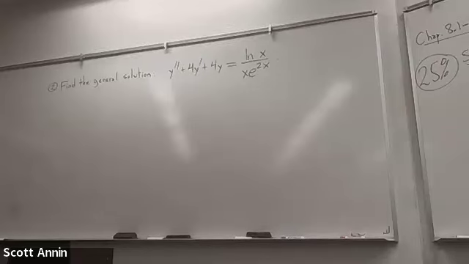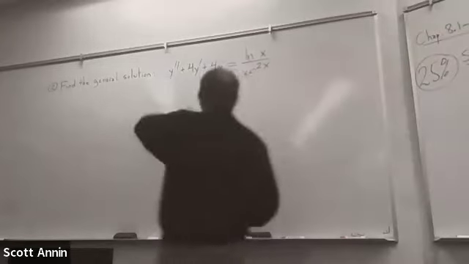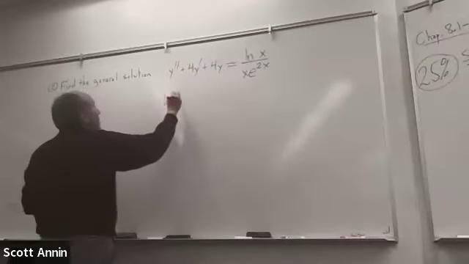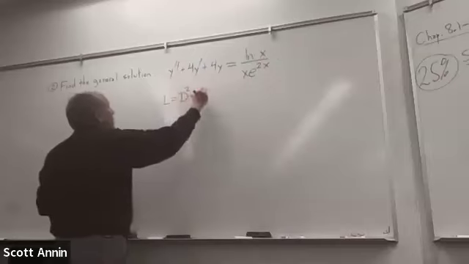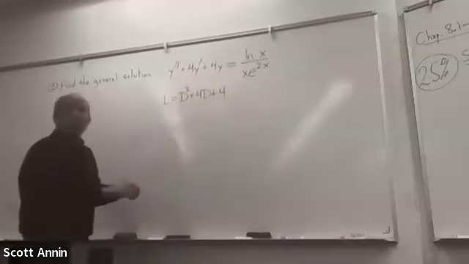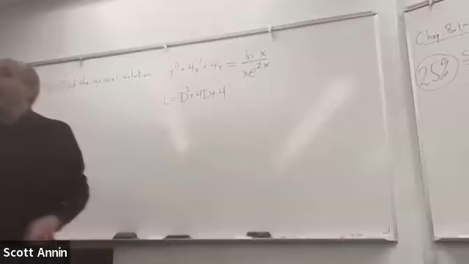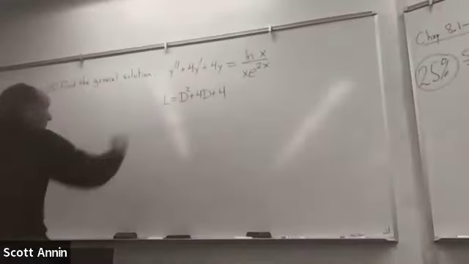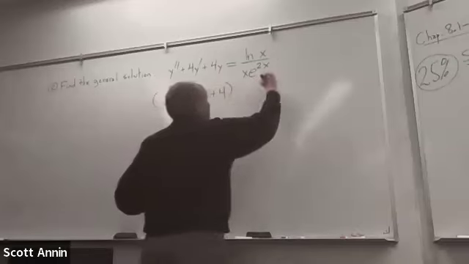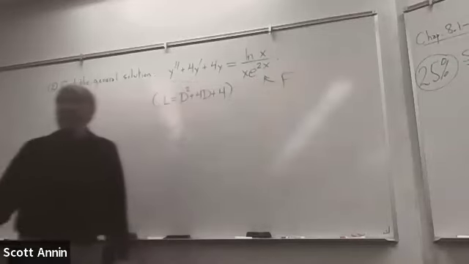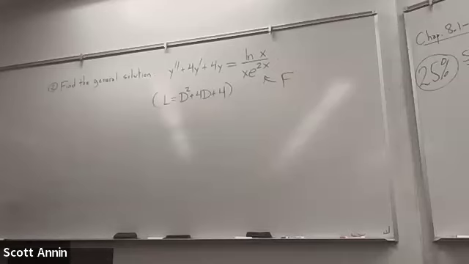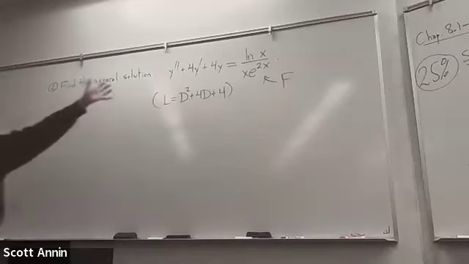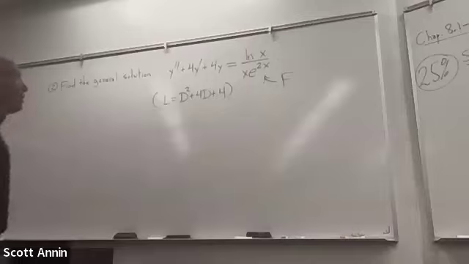Okay, we have L of y equals F. The L in this case would be D squared plus 4D plus 4. Right, the D's just represent taking derivatives. So that's what you would have. And this is the capital F over here on the right-hand side, the f of x. And so I might ask you to find the general solution here.